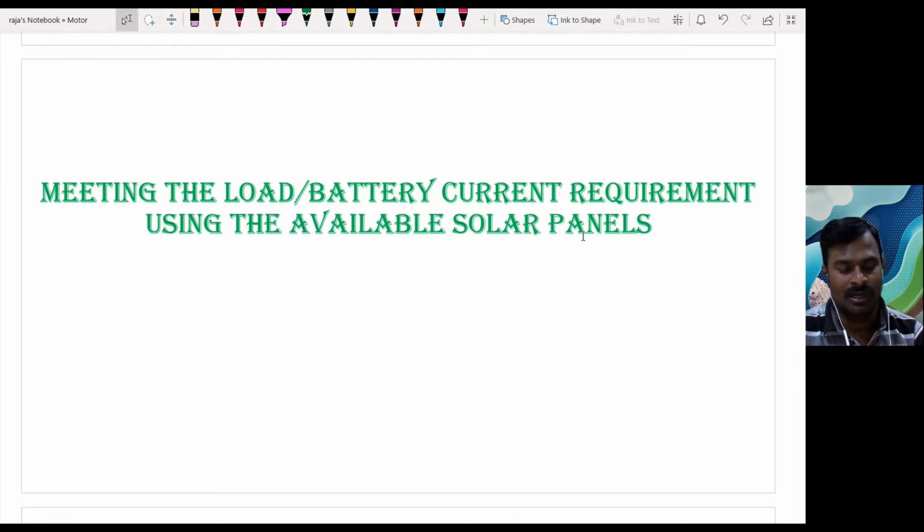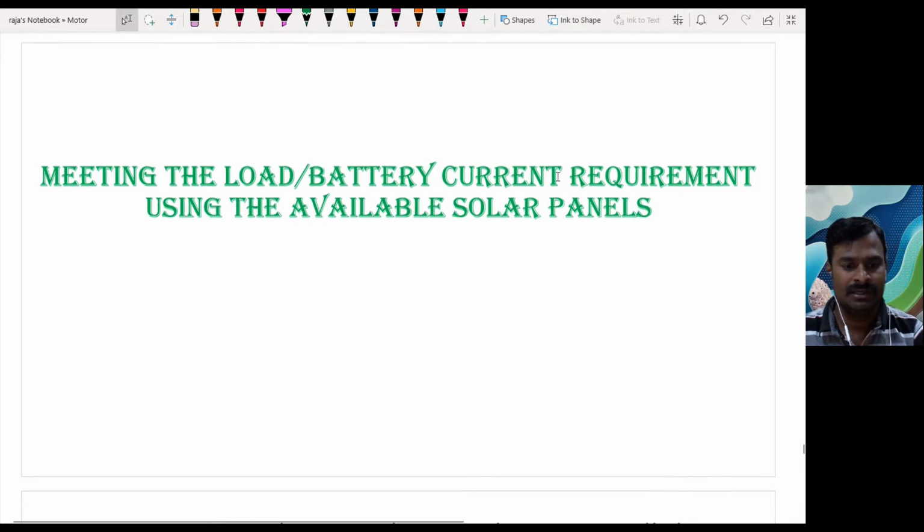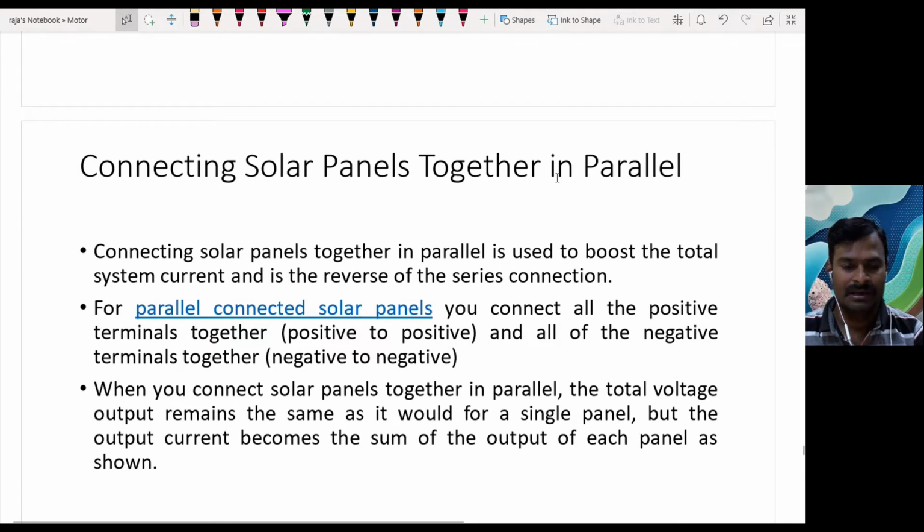After that, you will not be able to get that much high charging current from the solar panels. So this means within these 4 or 5 hours, you should be able to charge your battery fully. So let us see how it is achieved in this parallel connection.